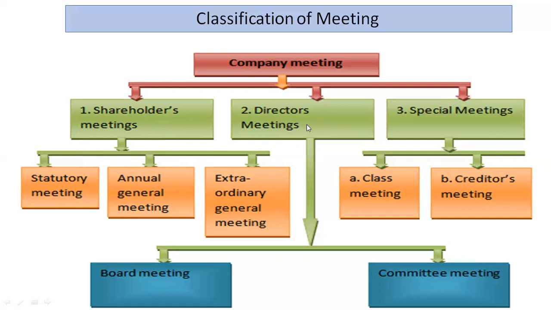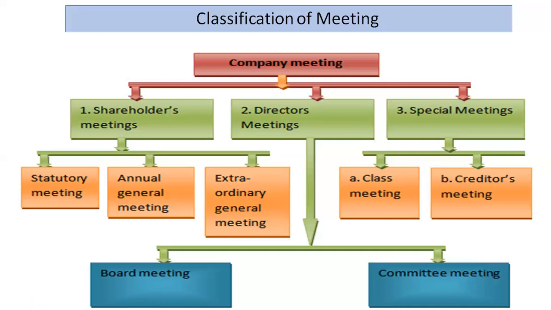Next one is directors meeting, which is categorized into board meeting and committee meeting. Here the meeting is organized for the directors. The members of the board are called directors of the board of directors. The board is the governing body of the company, and all the policies, important matters and decisions are decided and conducted by the board of directors only.